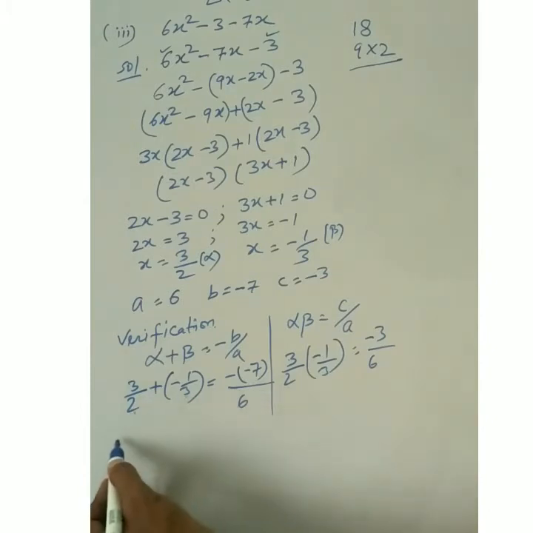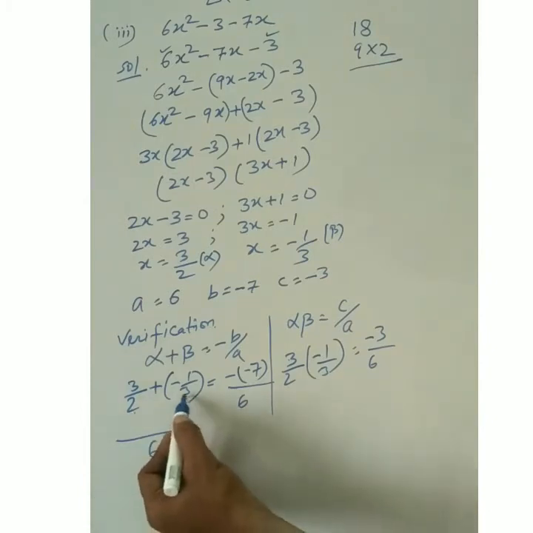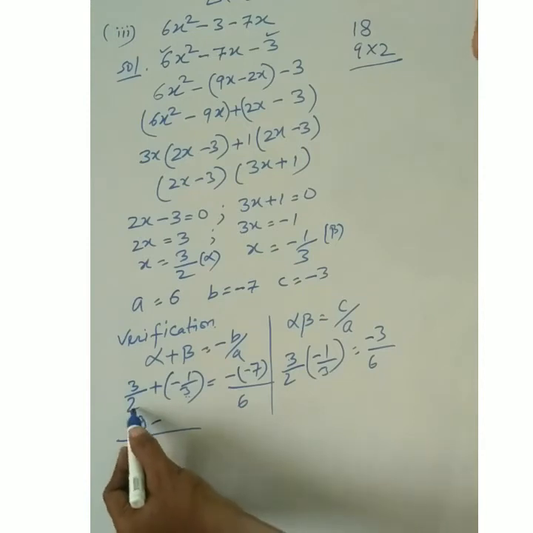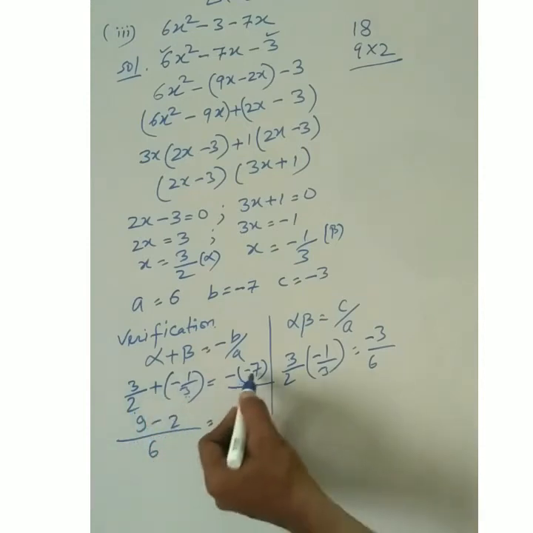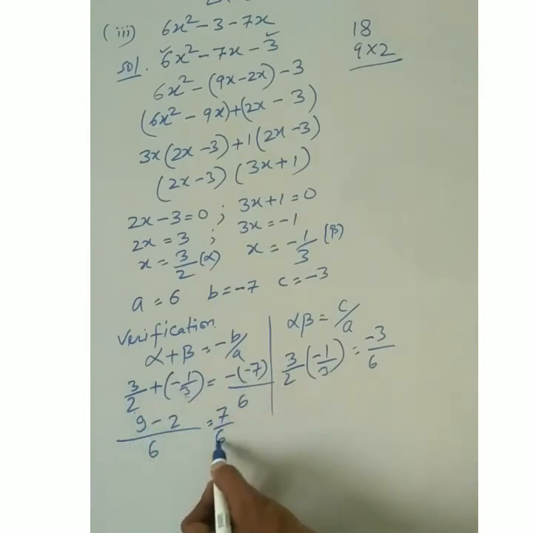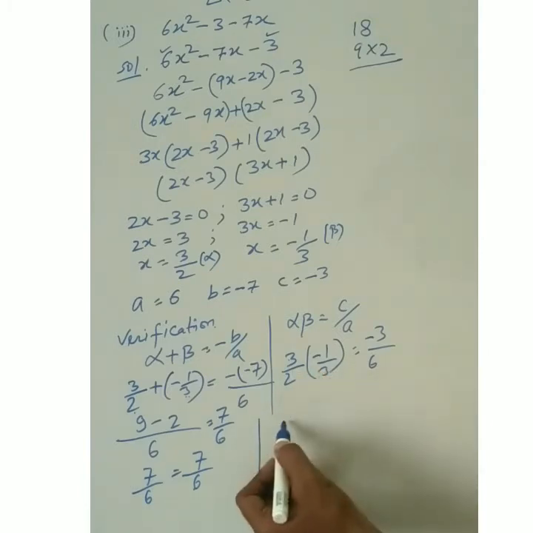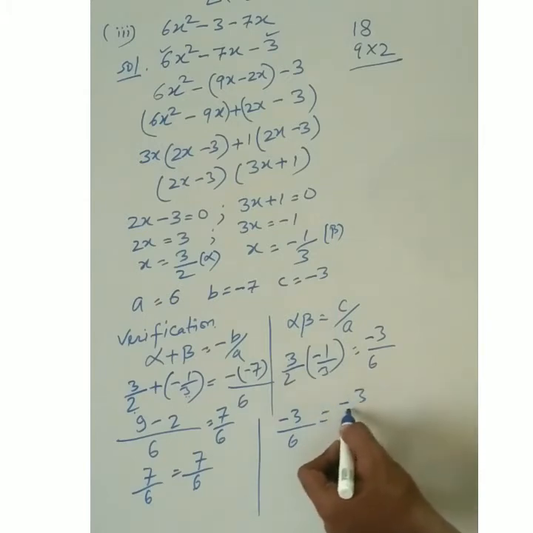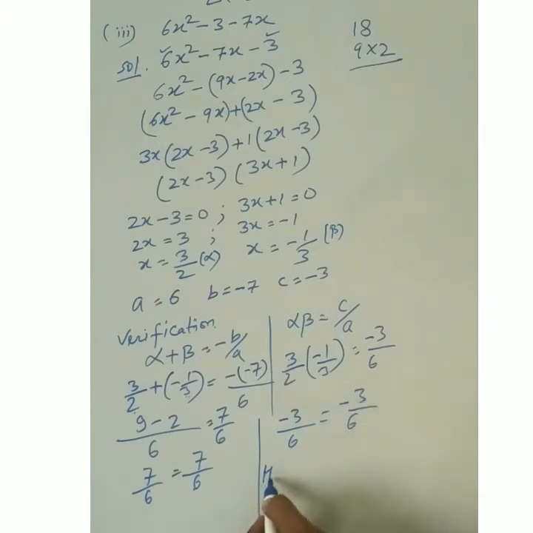Take the LCM of these two. 3 3s are 9 minus 2. Here it is 7 upon 6. 7 upon 6 equal to 7 upon 6. It is verified. Here when we multiply these two, minus 3 upon 6, which is equal to minus 3 upon 6. Hence, verified.